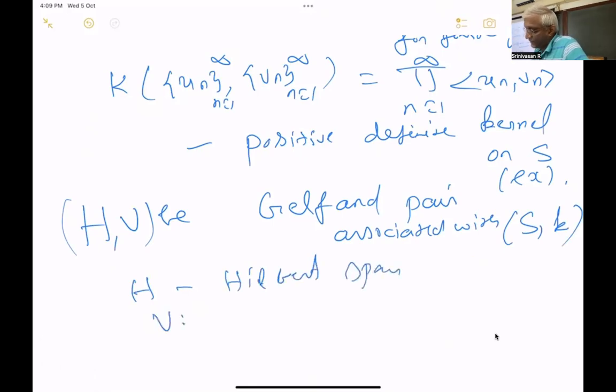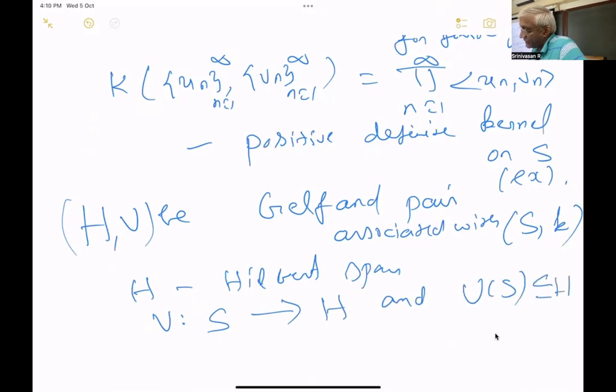V is a function from S to H, and V of S is dense. Sorry, is total. The linear span of that is everything. So that is what the Gelfand pair says.